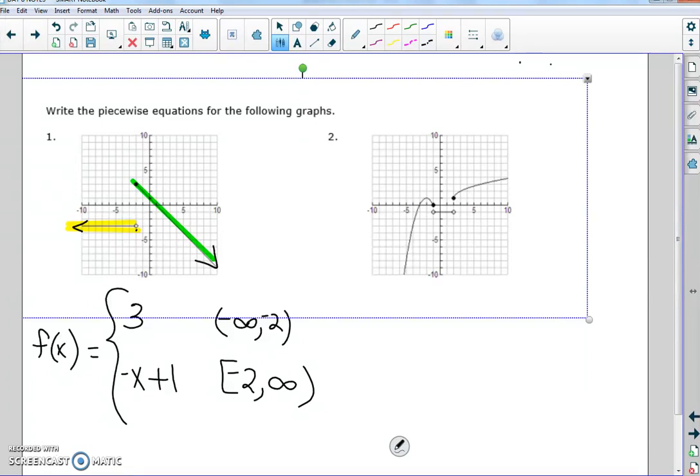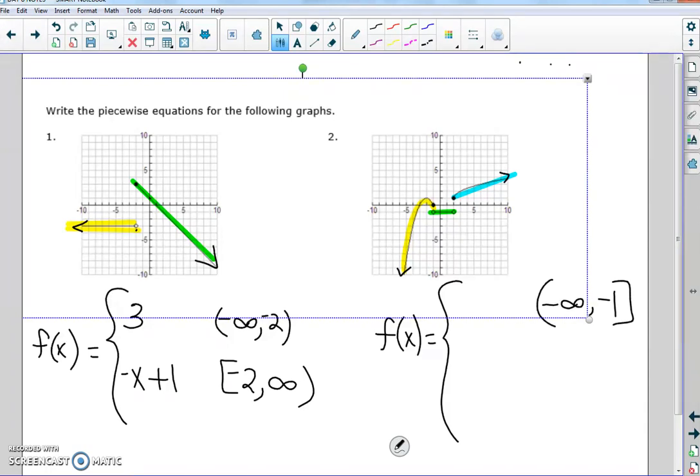Okay, let's look at the next problem. Here, we're going to have 3 intervals, because I can see that my graph is here, here, and there. So let's figure out what those would be. So you've got a left arrow, that's going to be -infinity, and I'm going all the way to -1 with a solid circle. Then I'm going from -1 with a parentheses because it's open, all the way to 2 with another parentheses. Then I start again at 2 with a solid circle, and I go to infinity.